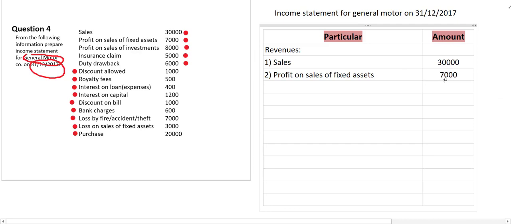7,000 is the profit, so please mention this one as well. Item number 3, so please just give a number. Next one is profit on sales of investment, right? Profit on sales of investment. How much is profit on sales of investment? It is just 8,000, right? 8,000 is the amount of this.